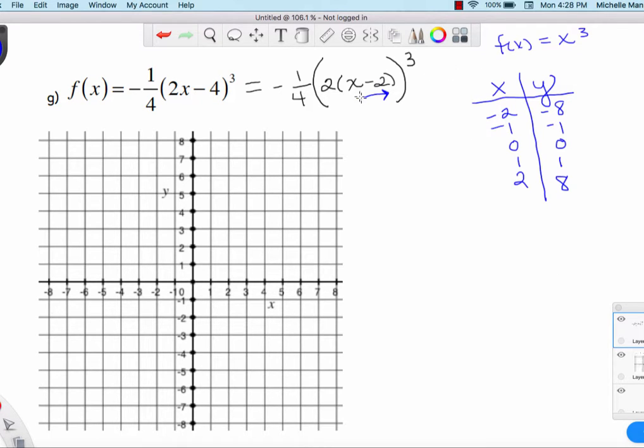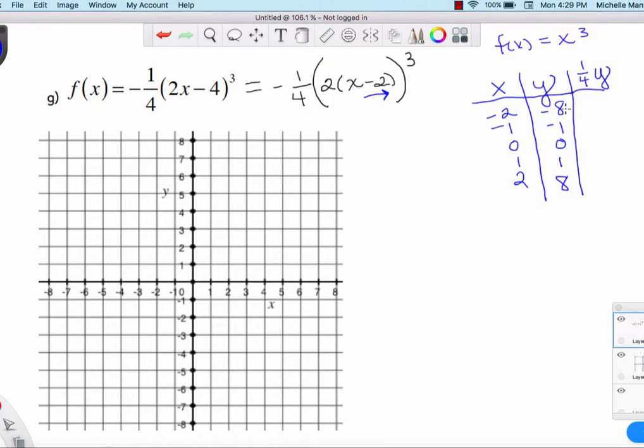Now let's start with the quarter on the outside. What the quarter on the outside does, that 1/4, is it is going to vertically compress your function by 1/4. It's going to change the y values by 1/4. They're actually going to be 1/4 what they originally were. So the 1/4 is going to affect your y values.